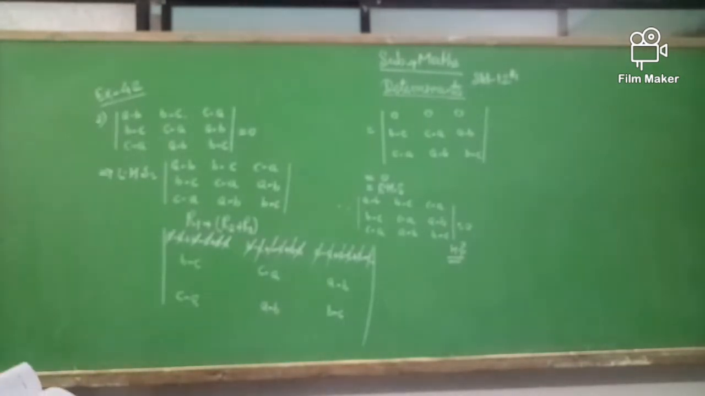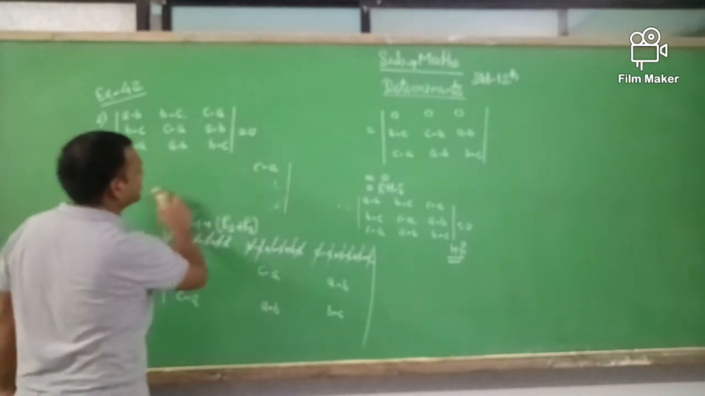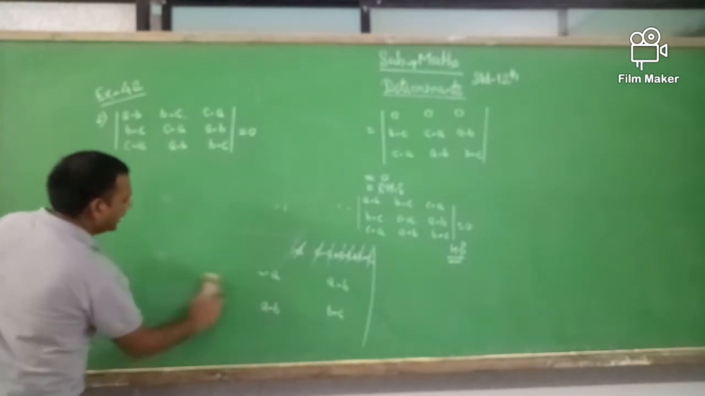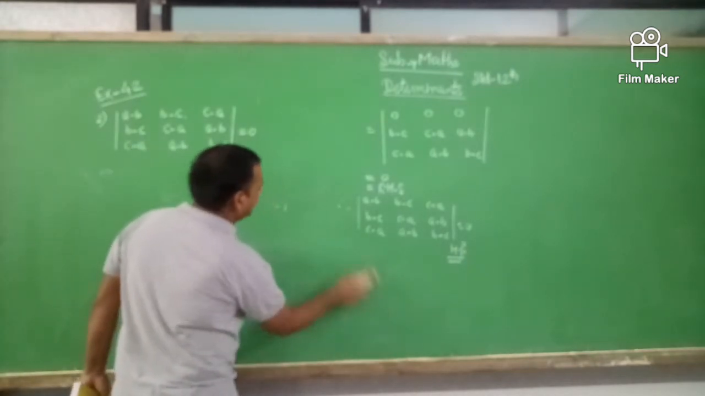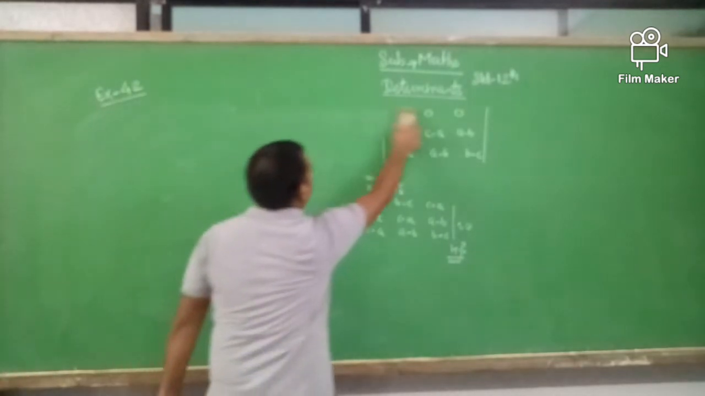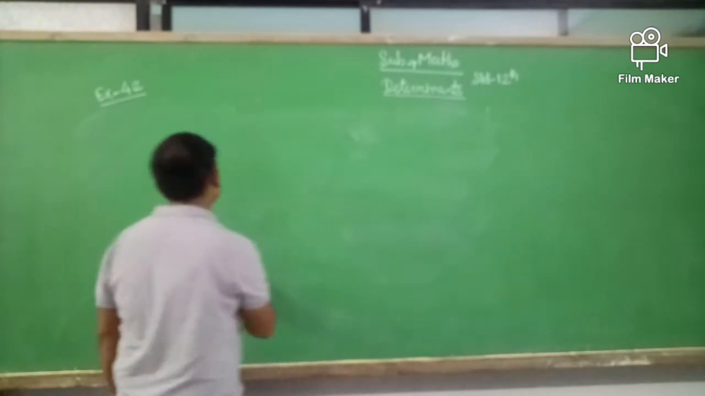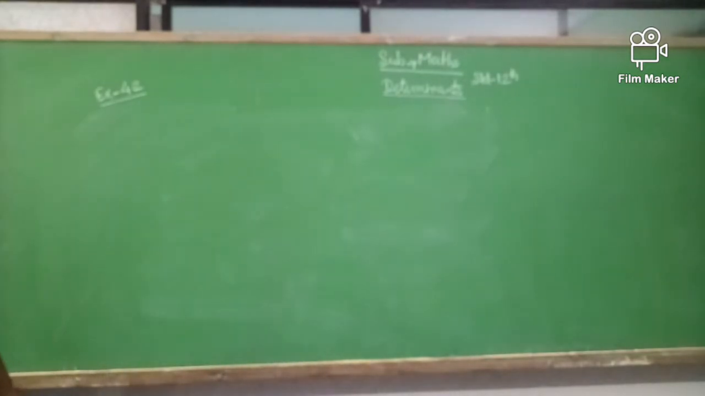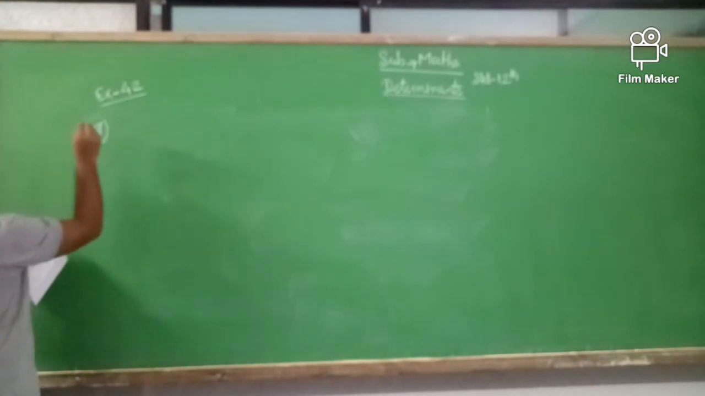So we are going for question number 7. Here you also use the property and solve without expansion. So first I read the question. This is question number 7.